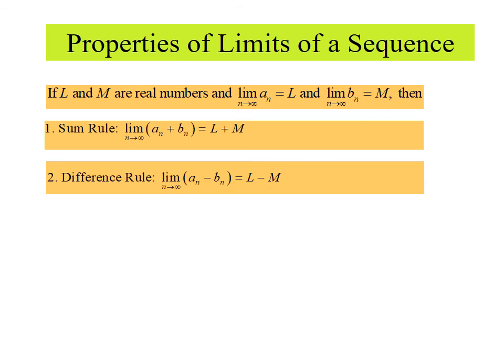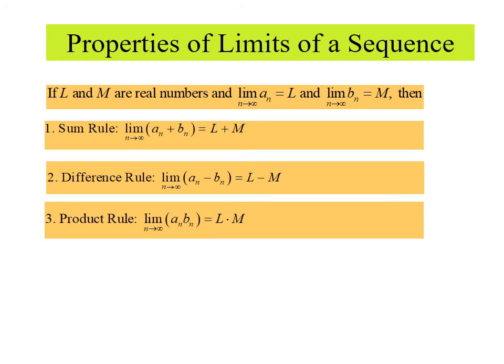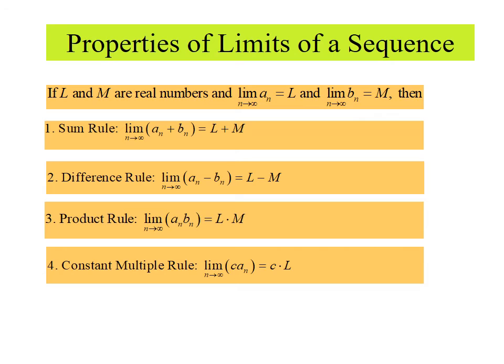L plus M. The second rule is the difference rule. The limit of the difference of two sequences is equal to the difference of their limits, L minus M. The third one is the product rule. The limit of the product of two sequences a_n and b_n is equal to the product of their limits, which is L times M. And the constant rule is the limit of a constant times a sequence a_n as n approaches infinity is equal to the constant itself multiplied by the limit of the sequence a_n.